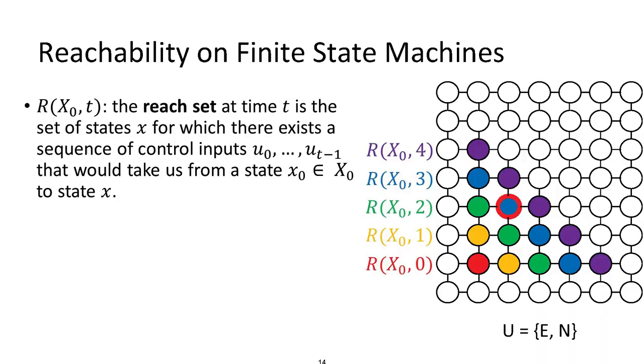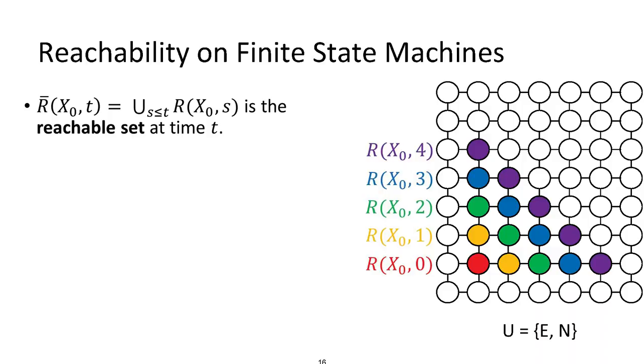So let's say, for example, we have that state. It's in the reach set at time 3 because there exists a sequence of 3 inputs. In this case, this is one such sequence. There are 2 more that will take us from the initial state to there. Okay.